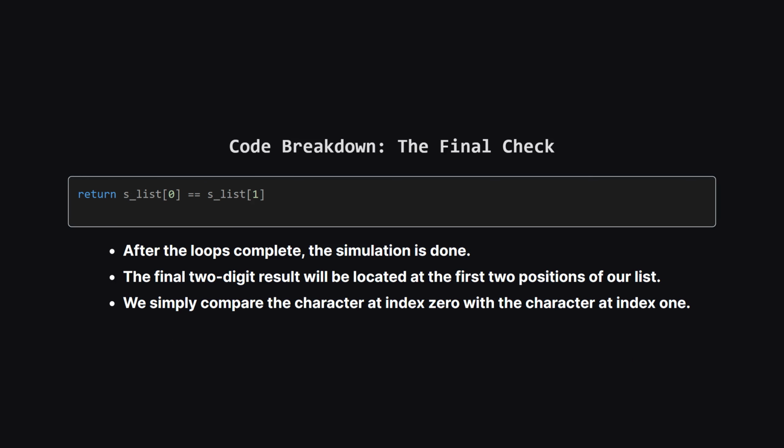Finally, after all those loops are done, our shrinking process is complete. Because we've been overwriting the start of the list, the final 2 digits that we care about will always end up in the first 2 slots, that is, at index 0 and index 1. So the return statement just has to compare those 2 values to see if they're the same.